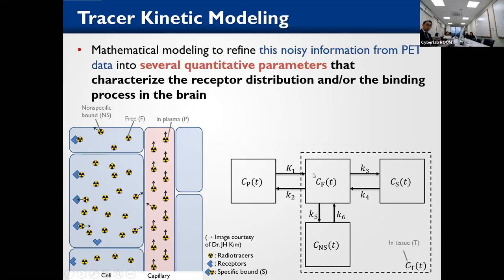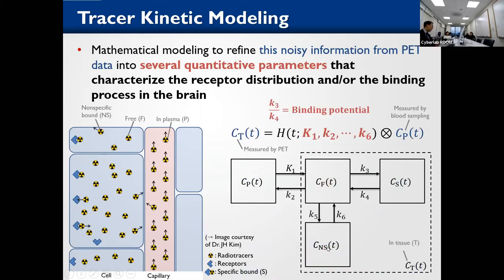And then we imagine there is some kind of process determining the speed of the exchange between these compartments. K1 is the speed at which the blood concentration moves to the free region. K3 is the speed of this exchange, K4 is dissociation, and K2 is clearance from the tissue region. Gathering these relationships, we can make some kind of mathematical model.